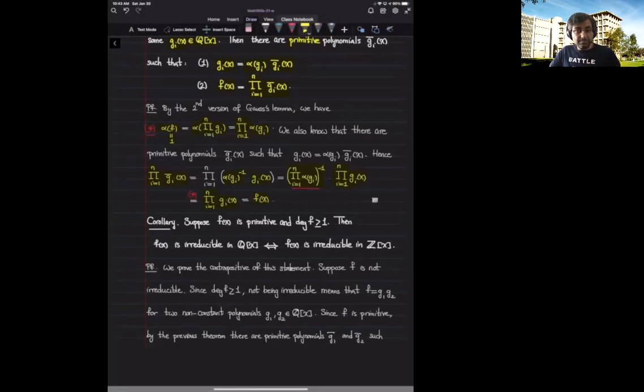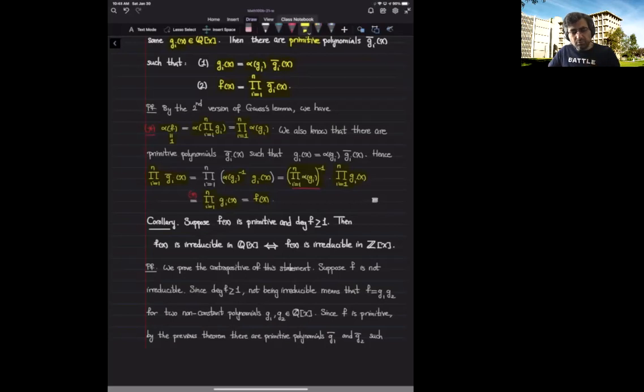with the same degrees. So this can help us to deduce that if I start with a primitive polynomial whose degree is positive, a positive degree primitive polynomial, then being irreducible in Q bracket x is the same as being irreducible in Z bracket x.